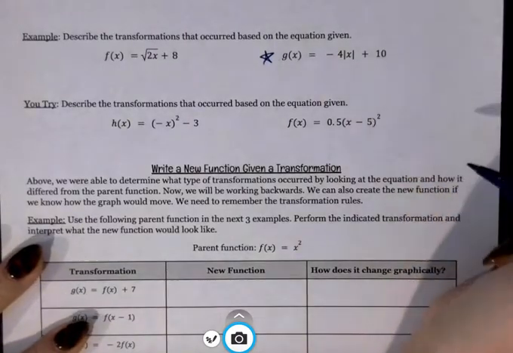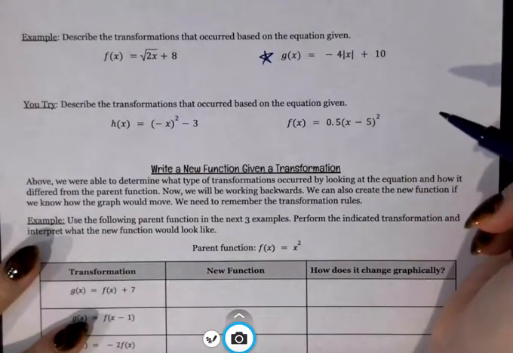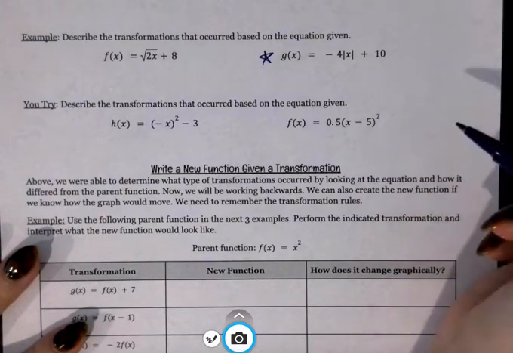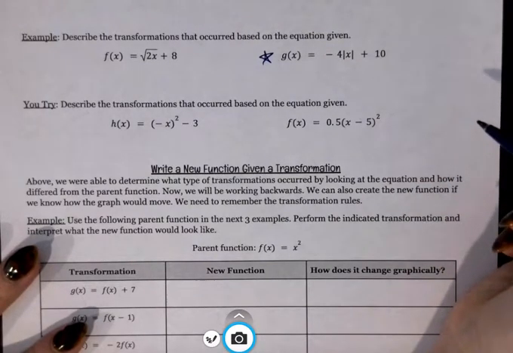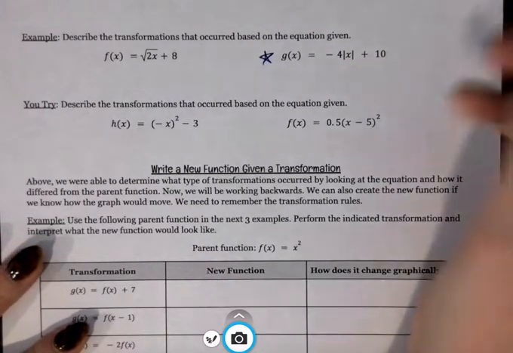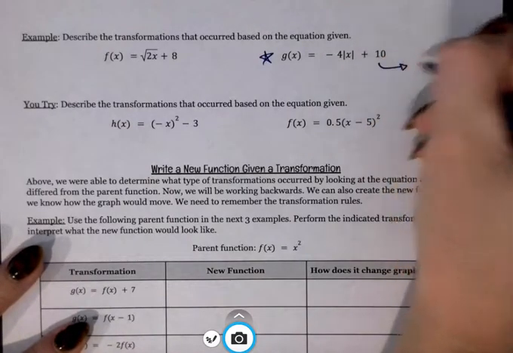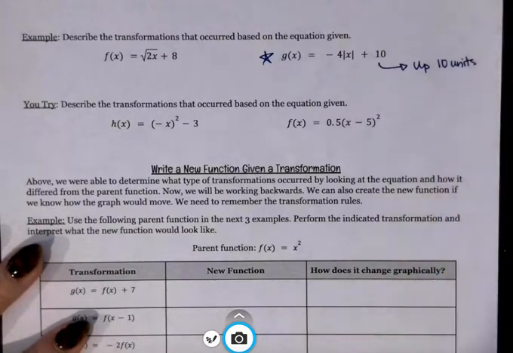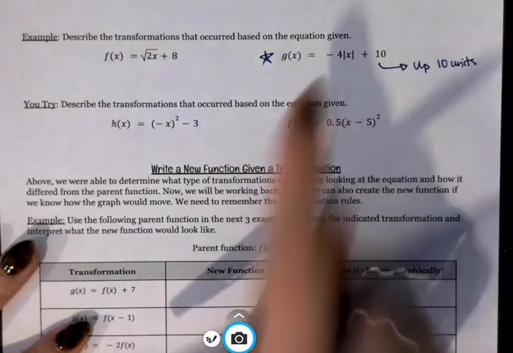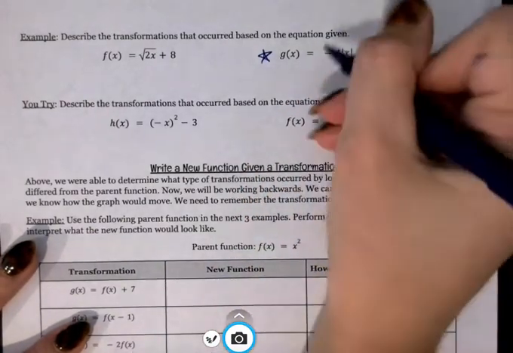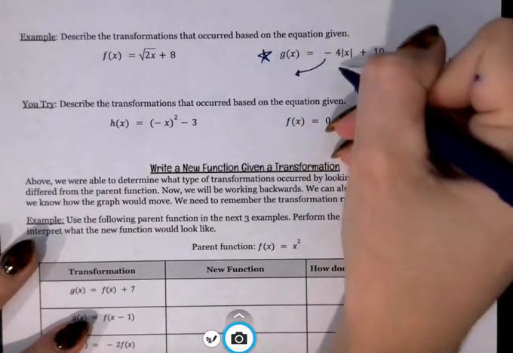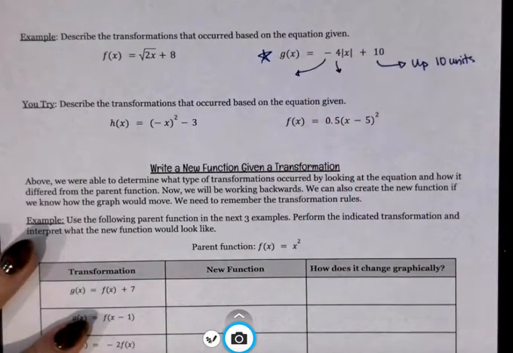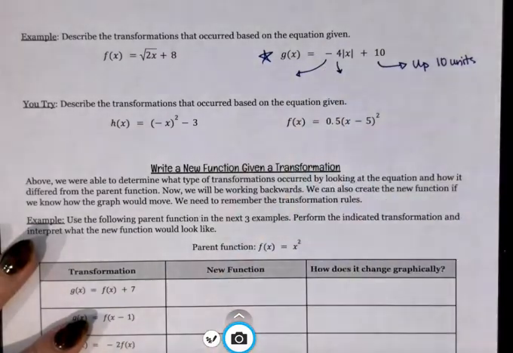This one causes some issues because people look at this and they think there are only 2 transformations. There are actually 3. So the plus 10, usually we get right away. We are going up 10 because that is being added on the outside of our absolute value sign. The negative 4 has 2 different transformations. So the negative means one thing, and then the 4 means something completely different. And so that is where we see a lot of mistakes.